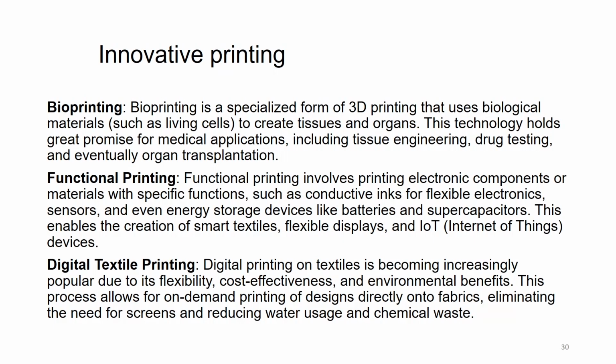So, as we saw that these printing methods have come up recently, the bioprinting where living cells are used to create tissues, 3D printing, or if smart textiles have to be printed. So, functional printing involves printing of electronic components and materials with specific functions, or if digital printing is to be done, which is becoming day by day very popular as one of the most cost effective and environmentally beneficial processes.